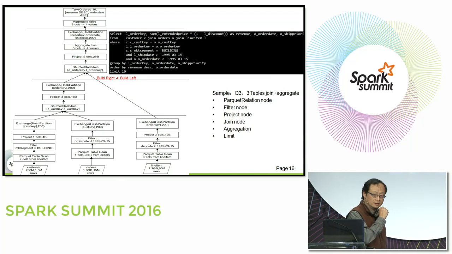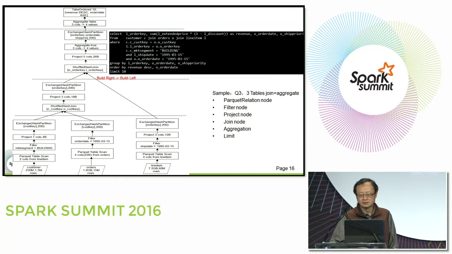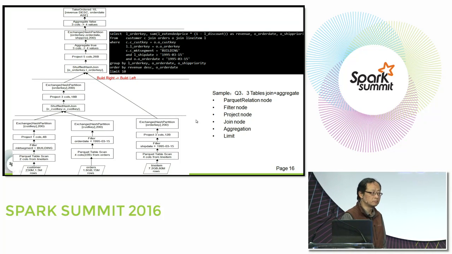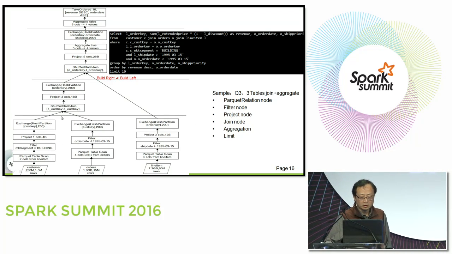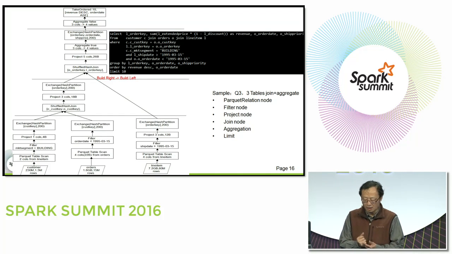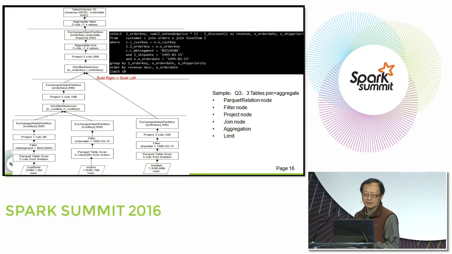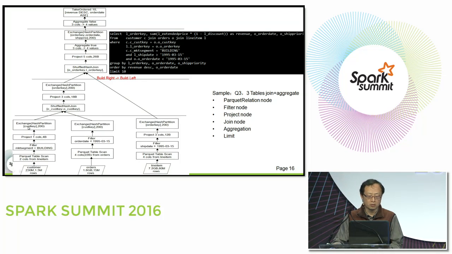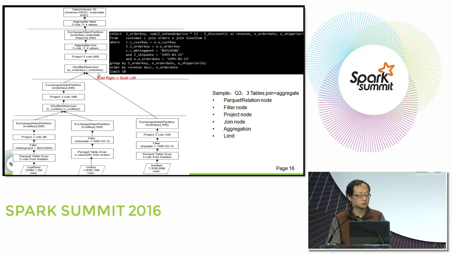And here, this is a query execution plan for TPC-H Q3. It's a 3-table join plus aggregate. All these boxes are the execution operators, and we basically compute the number of output rows and also the output size for each operator.